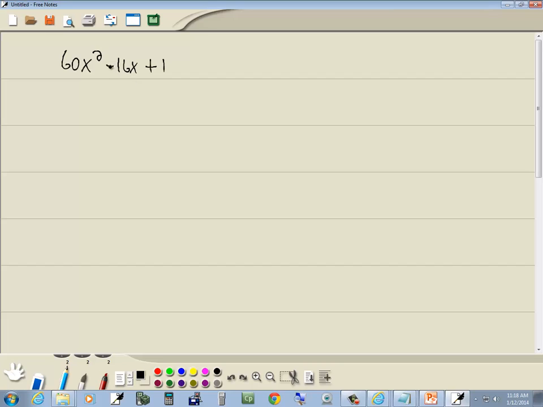As I start going through the other methods: x squared, x, no x, and a number in front of the x squared tells us key number. Now key number, we take our number at the beginning times the number at the end, ignoring signs. So I take 60 times 1. That gives us 60. And I come up with our PSD table.